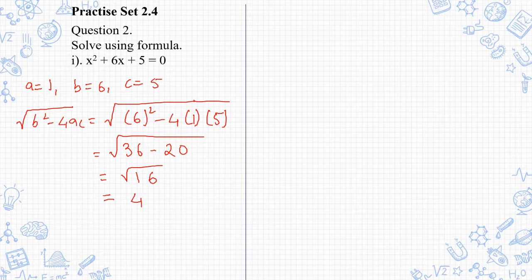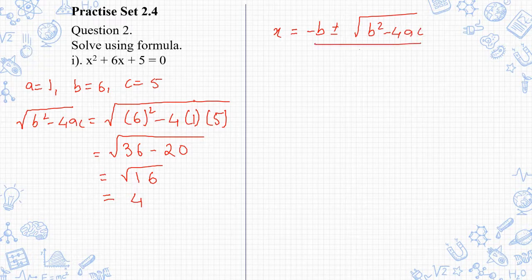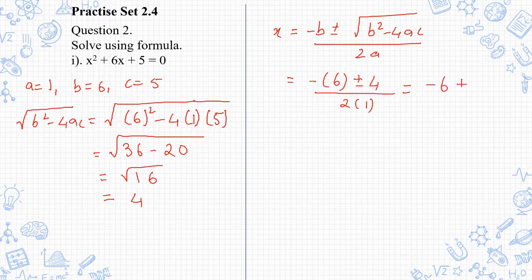And we know square root of 16 is 4. Now we will use the formula, that is x is equal to minus b plus or minus square root of b square minus 4ac upon 2a. Now we'll just substitute the values. Minus of b, that is 6, plus minus under root of b square minus 4ac we just found out, and that is 4 upon 2 into a, that is 1. So this will be minus 6 plus minus 4 upon 2 into 1, that is 2.